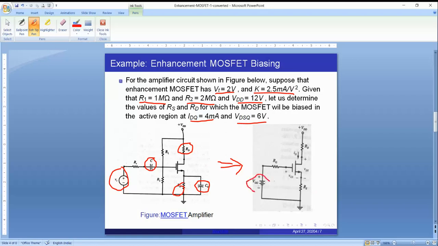What will be the formula for VGG? VGG will be VDD into R2 by R1 plus R2. The formula for RG will be R1 R2 by R1 plus R2. Once we get the DC equivalent circuit, we can apply KVL to this circuit with the assumption that IG is equal to 0 amperes. So the drop IG RG is equal to 0.